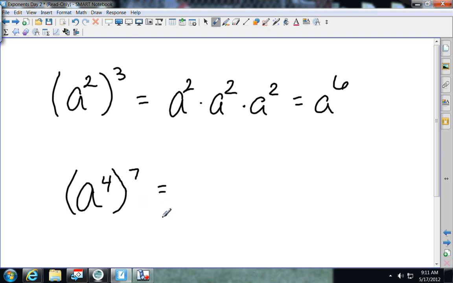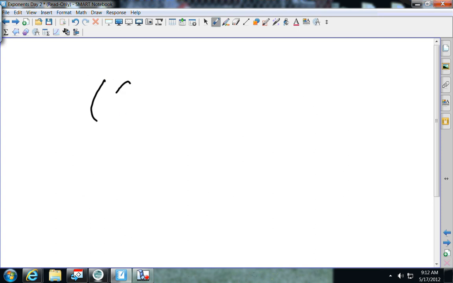All right. What do you do with the exponents here? You multiply it, so it should be a to the 28th. What if I had this? Right here. Take a minute and try and solve that.